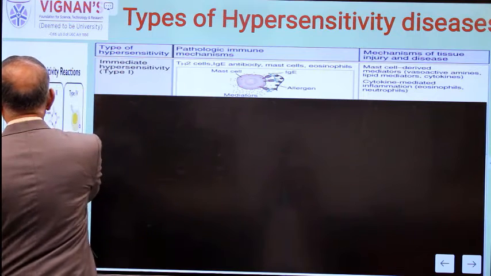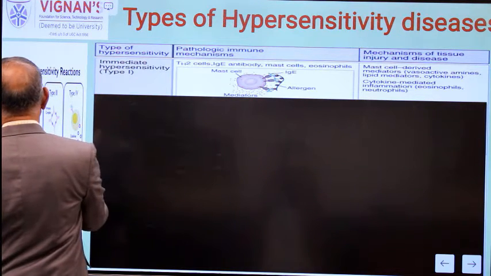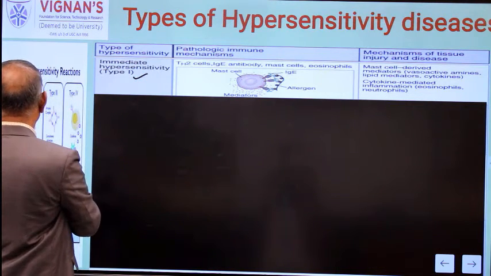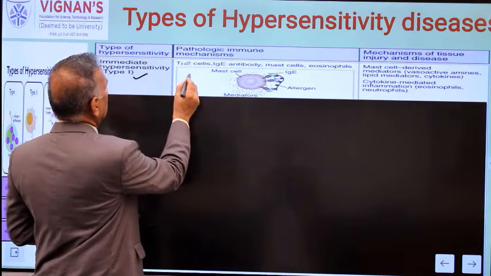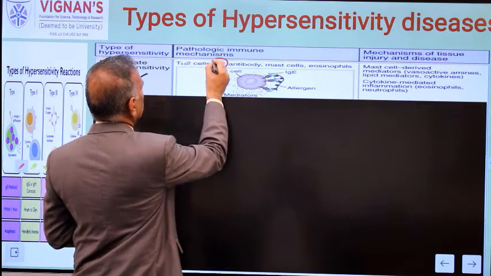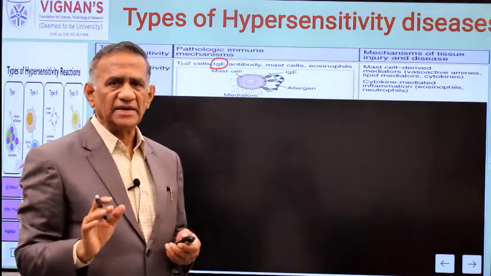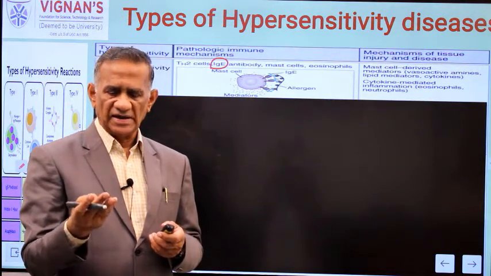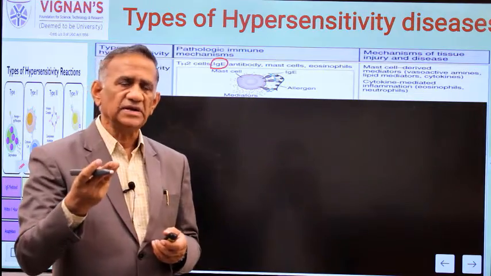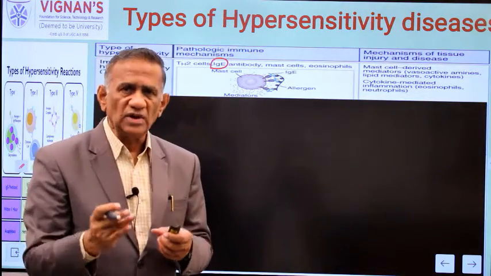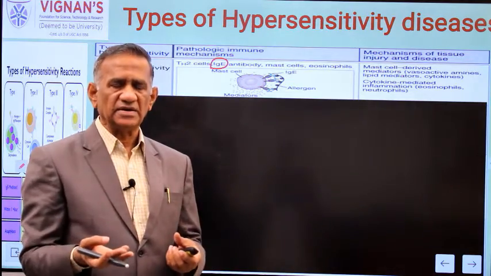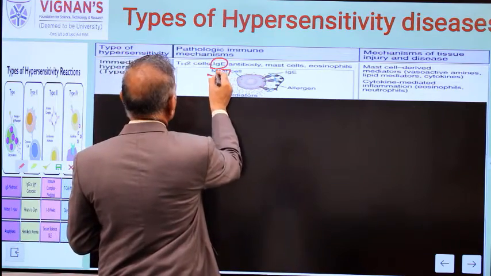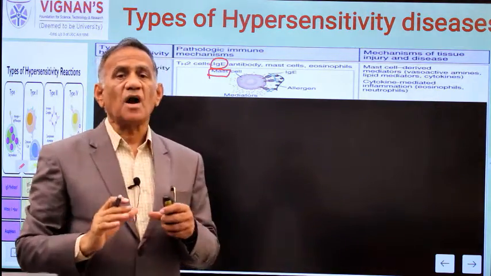So here, the type 1 hypersensitivity involves immunoglobulin E, IgE. While explaining the different isotypes of immunoglobulins, we covered IgG, IgD, IgM, IgA and IgE. IgE is the one which is the least wanted, but nature has provided it. It is for fighting allergic reactions. Mast cell is prompted by IgE.